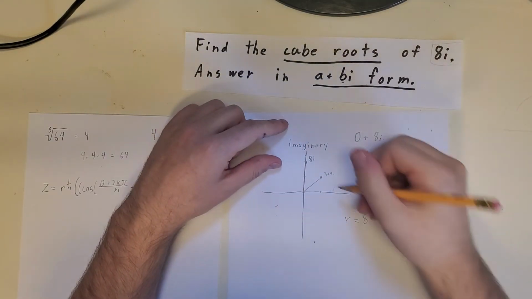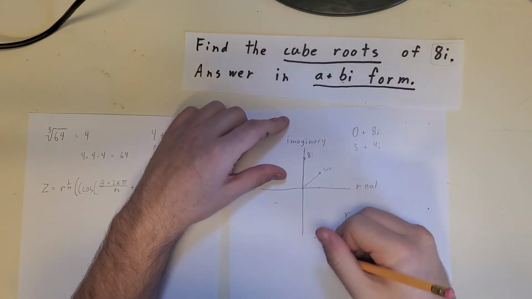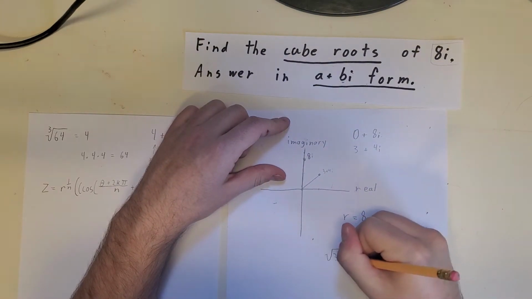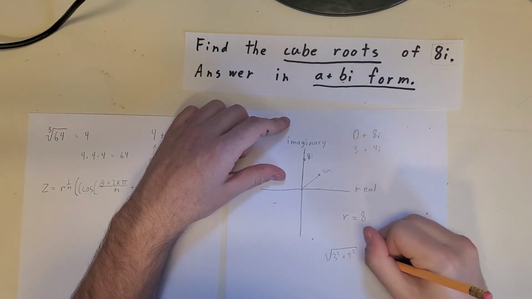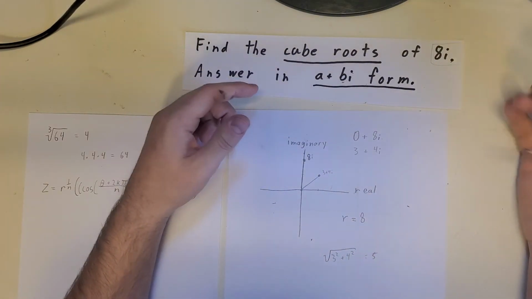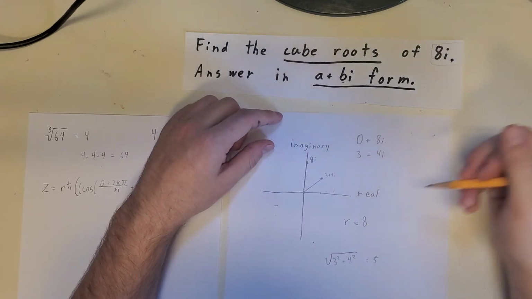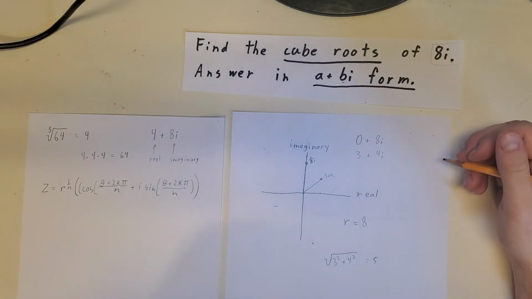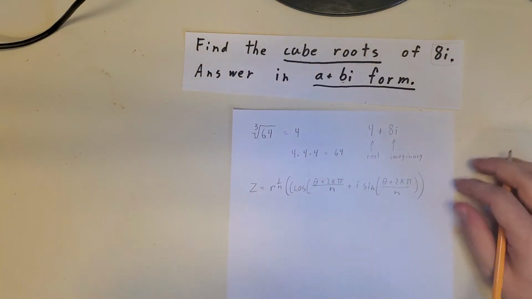If it was something like 3 plus 4i, well, then we would have to find the square root of 3 squared plus 4 squared, which is 5. So r for 3 plus 4i is 5. r for 8i is just going to be 8. Pretty fair. All right, now back to our formula. We know that r equals 8.